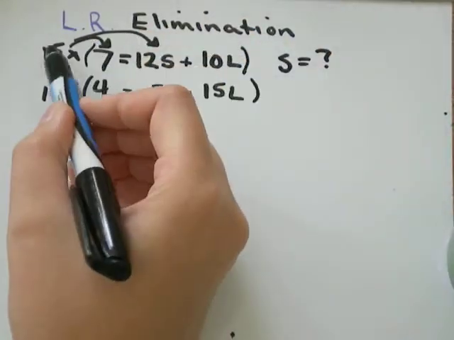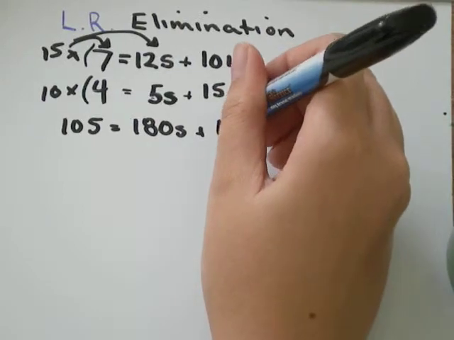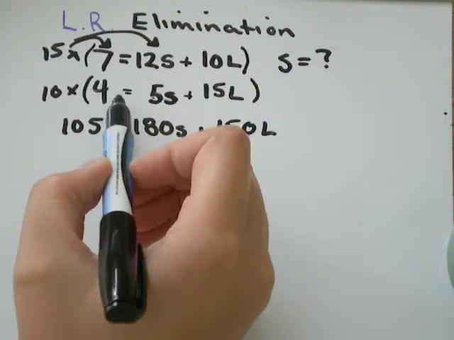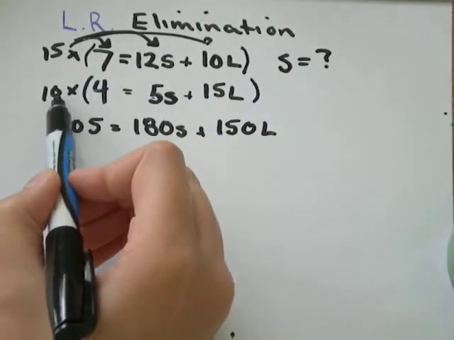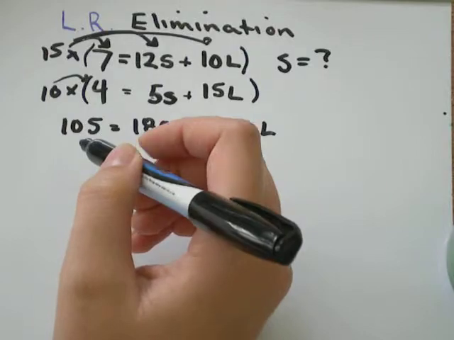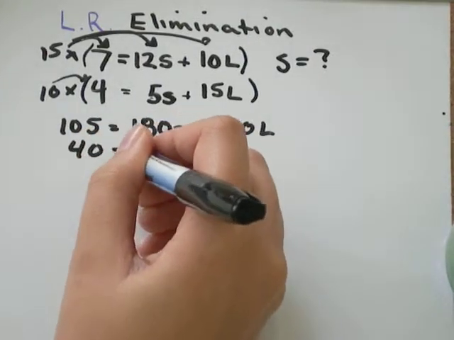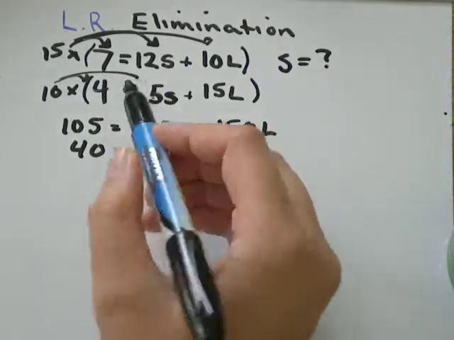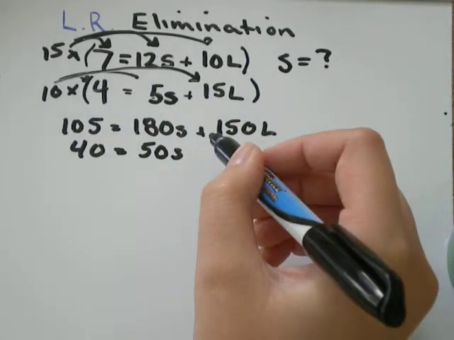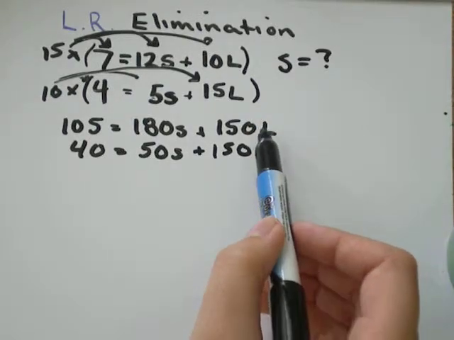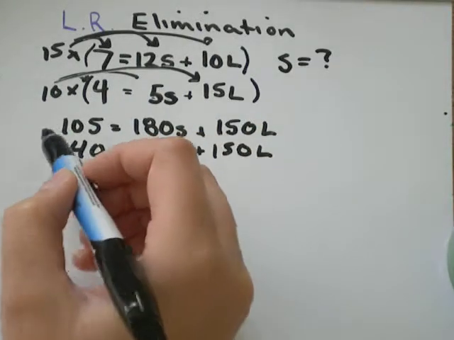S plus 15 times 10 will be 150L. We'll multiply everything in this equation by 10. 10 times 4 will be 40. 10 times 5 will be 50. And 10 times 15 would be 150. So now you can see we've got 150L in both of them.